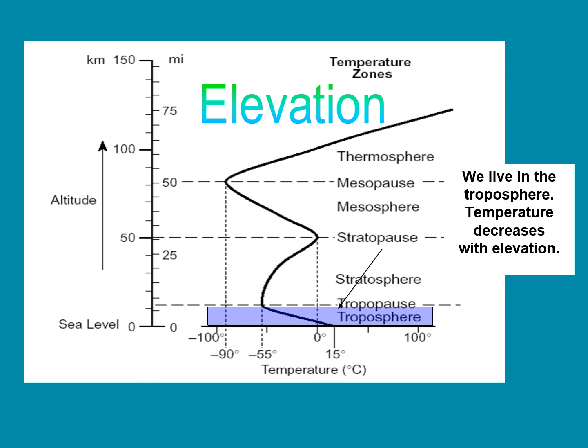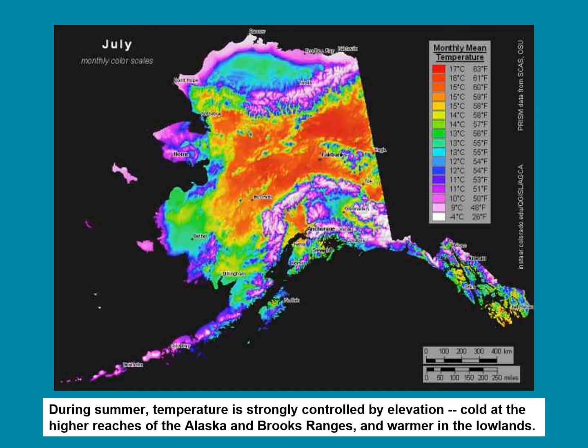And this just kind of reiterates it because we know in the troposphere, the temperature decreases with elevation. So this is a nice infrared or temperature map of Alaska during the summer. And we can see that the overall temperature of the climate is greatly controlled by elevation. So if we look here, we can see it's really cold. We're talking about 26 degrees Fahrenheit in the summer because of the elevation.